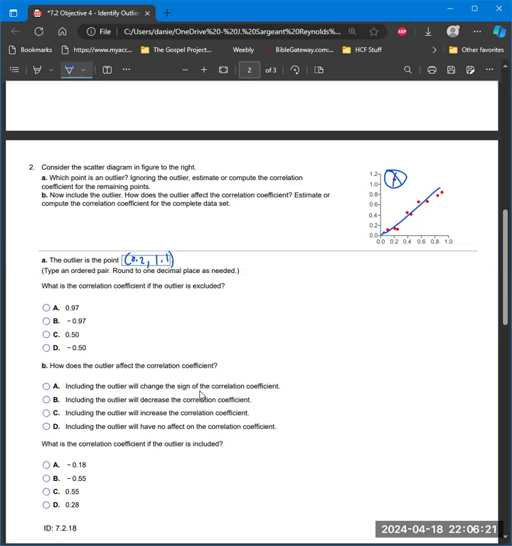What is the correlation coefficient if the outlier is excluded? It's a very strong positive correlation, almost 1, so 0.97. How does the outlier affect the correlation coefficient? Including the outlier will decrease the correlation coefficient because it's going to put more error in there. What is the correlation coefficient if the outlier is included? It'll still be a positive correlation, but it'll be a weaker positive correlation, probably something along the lines of 0.55.